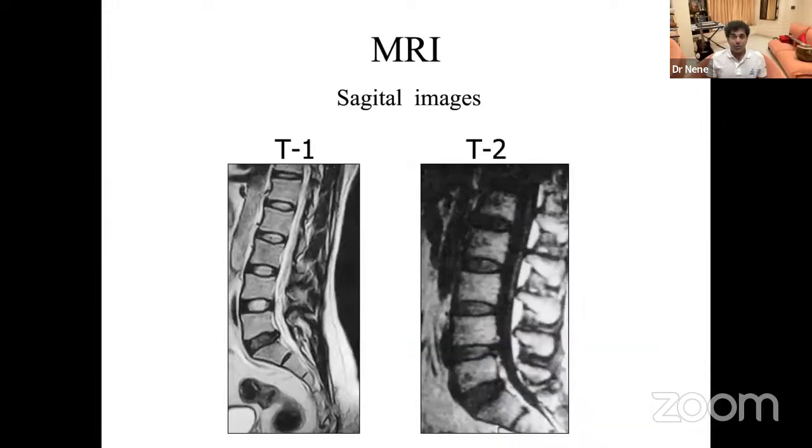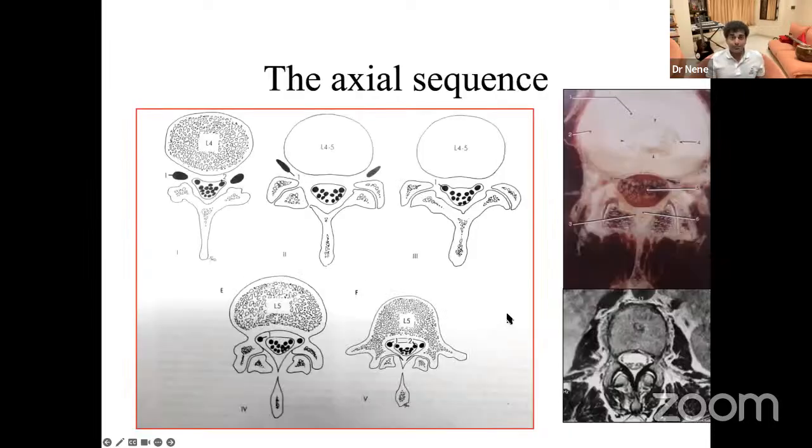In T2 images, you can see the sagittal image of the spine as a very clear picture, as you see in the anatomy books. But in the T1 image, you look at a poorer contrast.